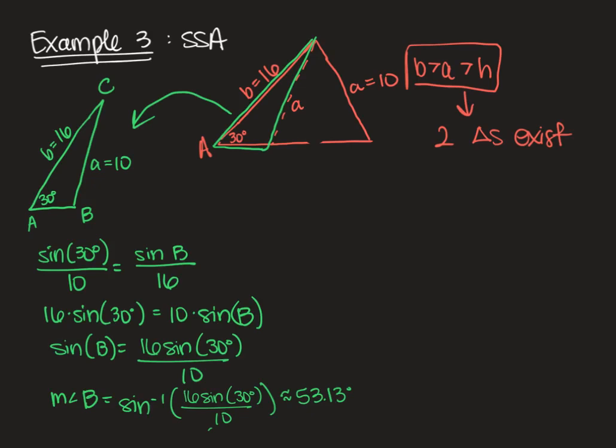We know that this angle that we're going to be calling angle B, or that's the same thing as this angle here, is going to be an obtuse angle. So what our calculator just gave us is this angle over here. It gave us the angle of the red triangle. That's the angle opposite side length B in the red triangle. So that 53.13 degrees is actually this angle here.